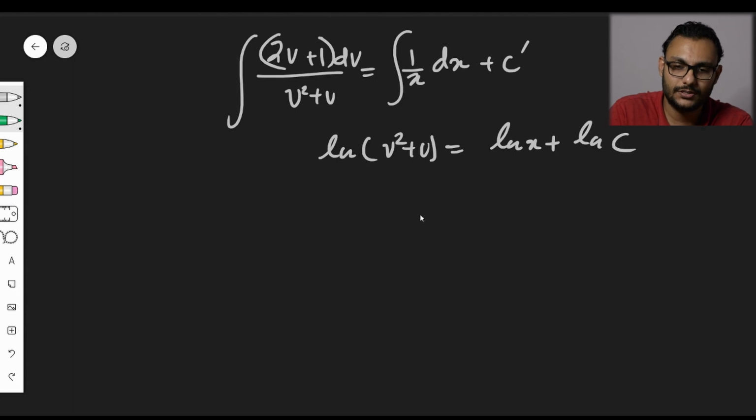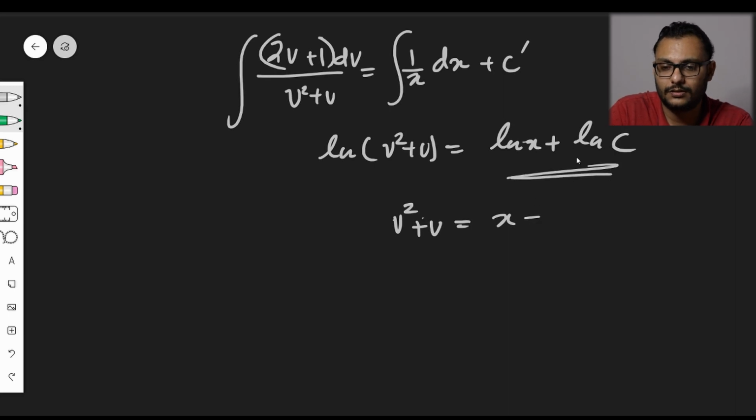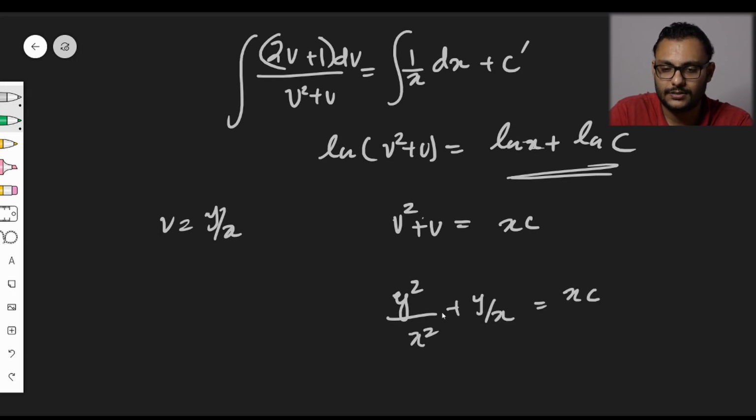So we can rearrange this, we can take this to the left hand side and this will become log a minus log b, that is equal to log a by b. So taking anti-logarithm, we will get v square plus v equal to xc. We can either take this x to the left hand side, or we can use the log ab property here, so we can get xc. Substituting back v is equal to y by x, we will get y square by x square plus y by x is equal to xc.